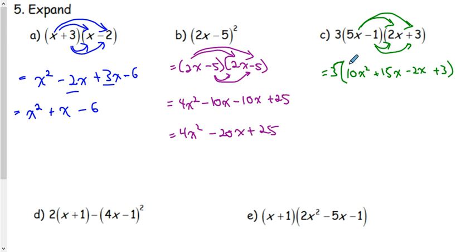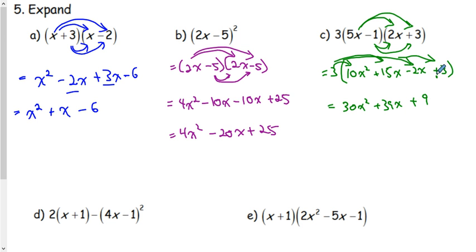Now we can multiply this 3 through and multiply it by everything inside the brackets. So distributive property through the brackets. 3 times 10x, that'll be 30x squared. I should have combined my like terms first. Sorry about that. So I'm just going to go over that step. 15x minus 2x is going to be 13x. So 13x times 3 is 39x. And 3 times 3 is 9.